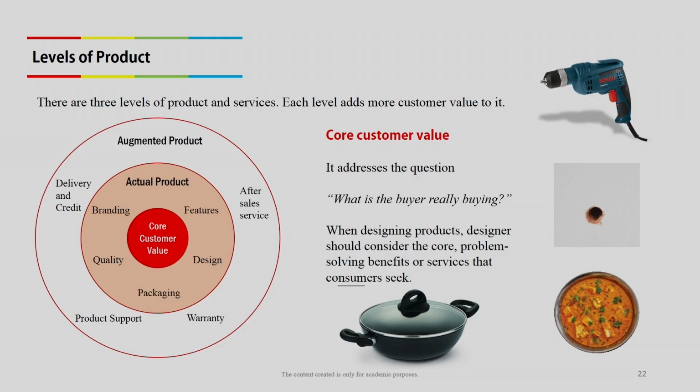So, now we will discuss about levels of products. There are 3 levels of product and services. Each level adds more customer value to it. First level is core customer value. As I already explained, in case of a drill, what do we actually buy? We buy holes. So, we will see whether the drill is able to make holes on different kinds of surfaces or not. In case of a utensil, we will see whether it can make good food or not.